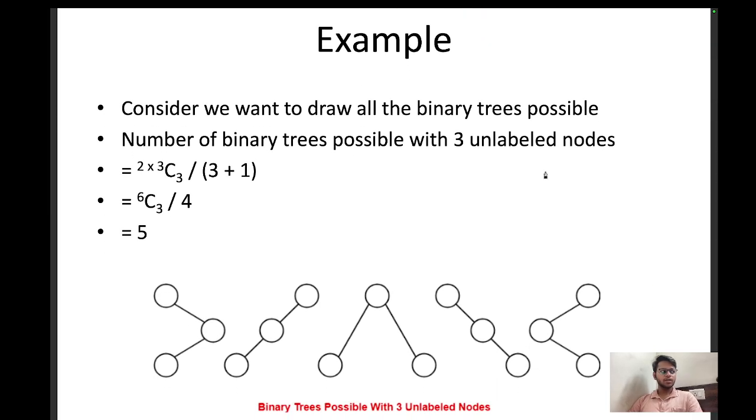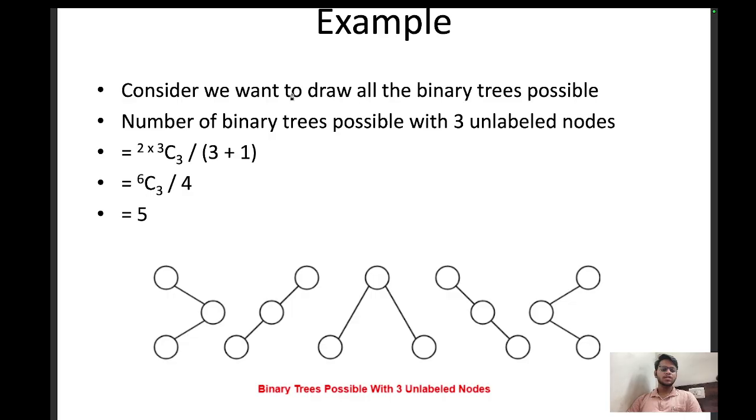Yeah, so an example is also given here. Consider we want to draw all the binary trees possible for an unlabeled tree of three nodes. So it is an unlabeled binary tree which is having three nodes, which are not labeled and which have no labeling on them. So by the formula, we have 2nCn upon n plus 1.